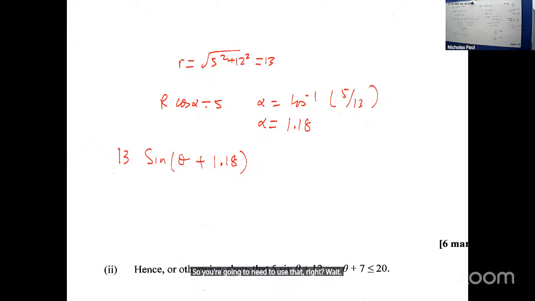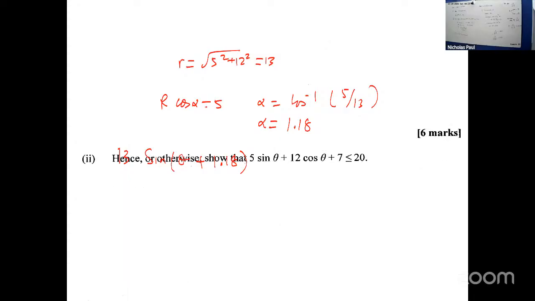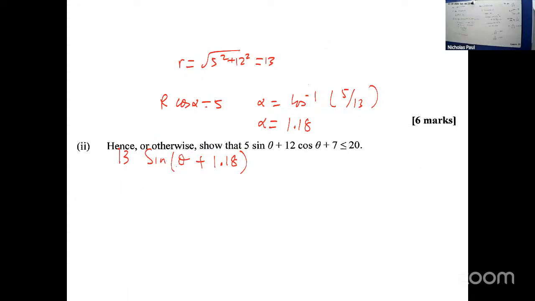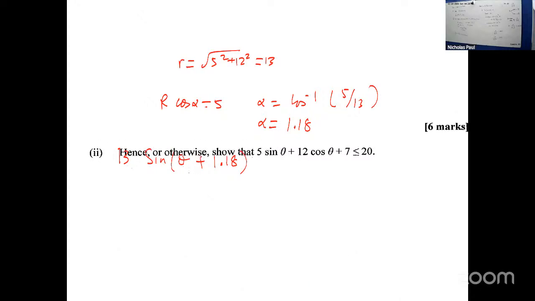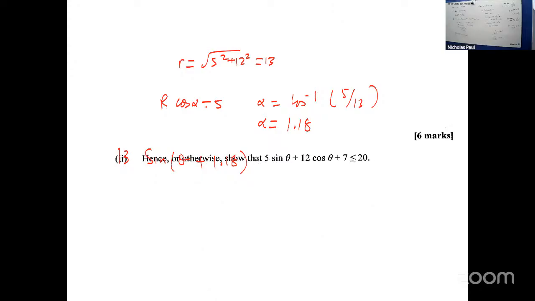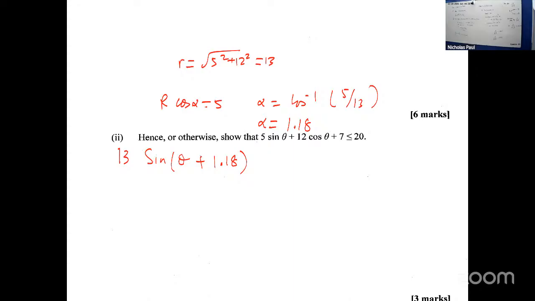Hence or otherwise show that 5 sine theta plus 12 cos theta plus 7 is less than or equal to 20. It's like 3 marks.